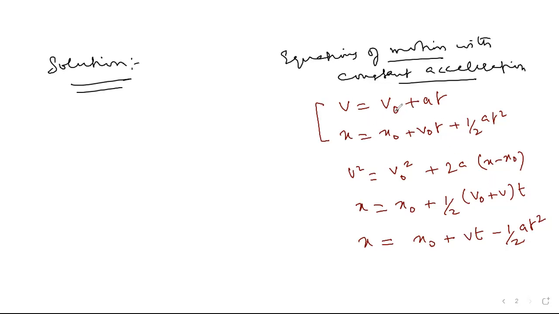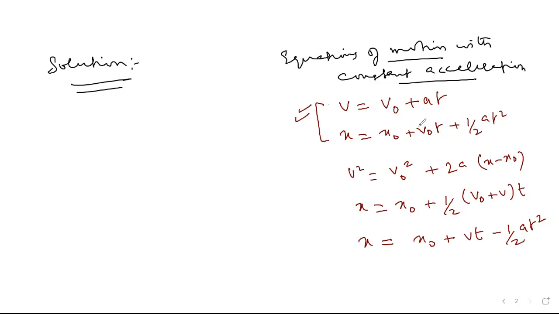v0 is velocity at t equal to 0. v is velocity at time t. a is acceleration, which is assumed constant. These equations are valid only for constant or uniform acceleration. t is time. x0 is position at t equal to 0. x is position at time t. So we have x axis as a straight line along which motion is taking place. So first two are the main equations, then these three are obtained from these first two.